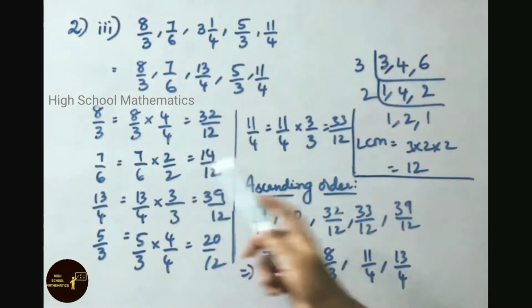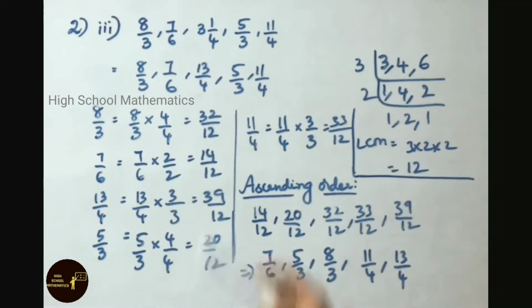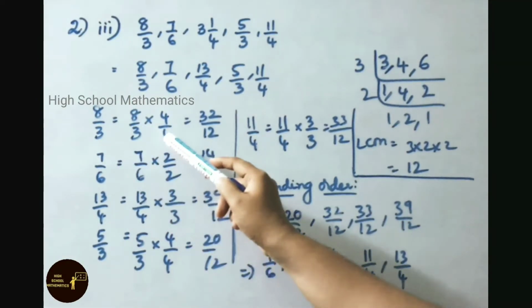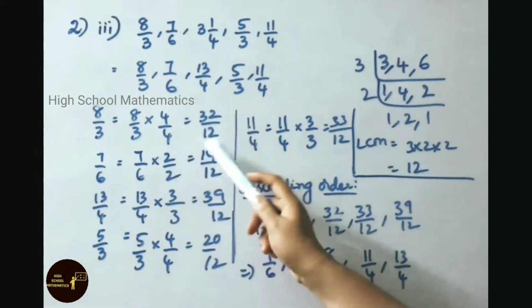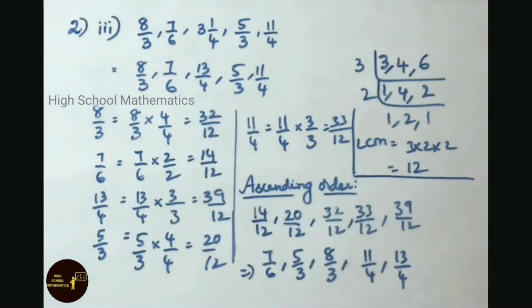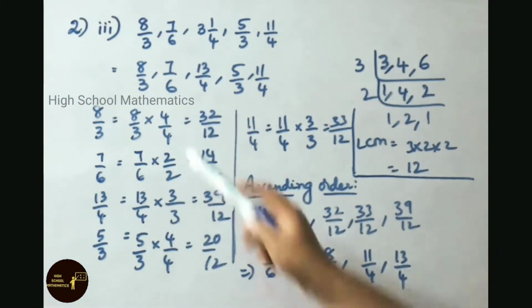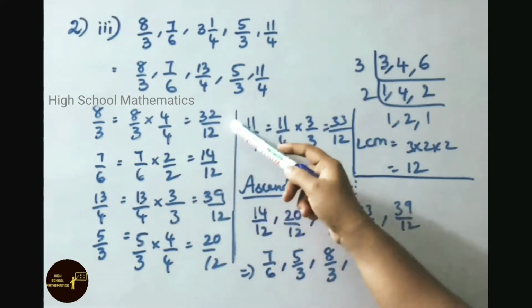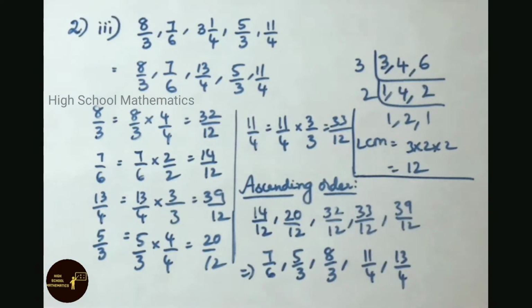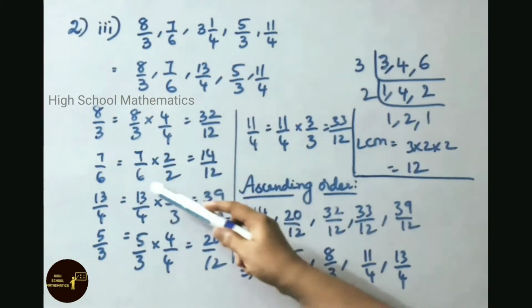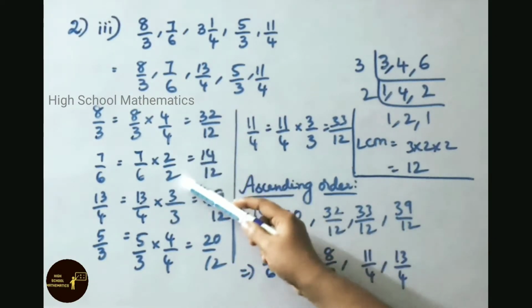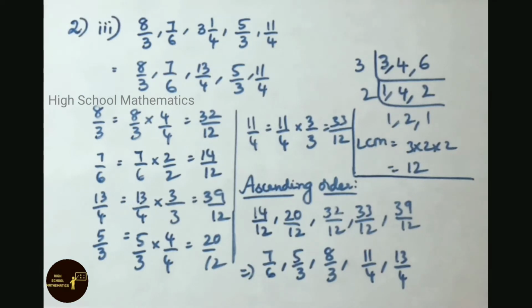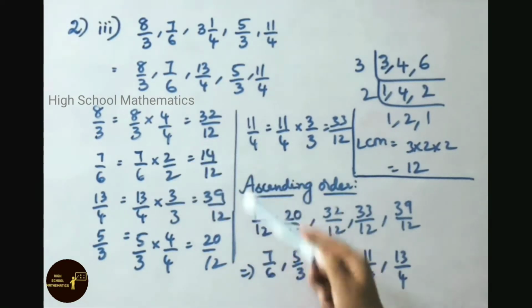So to make the denominator 12, we have to multiply numerator and denominator with a number. First fraction is 8 by 3, that equals 8 by 3 into, 3 table 12 is 4 times. So numerator and denominator multiply by 4. So 8 4s are 32, 3 4s are 12. So the fraction is here 32 by 12. See the next one, 7 by 6, that equals 7 by 6 into, 6 table 12 is 2 times. So numerator and denominator we multiplied by 2. 7 2s are 14, 6 2s are 12.